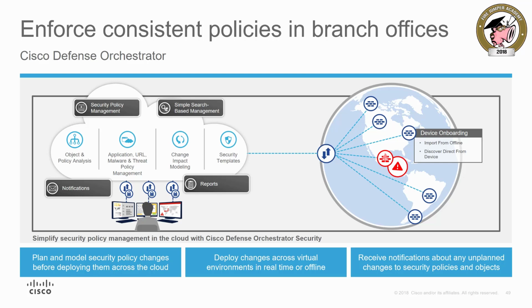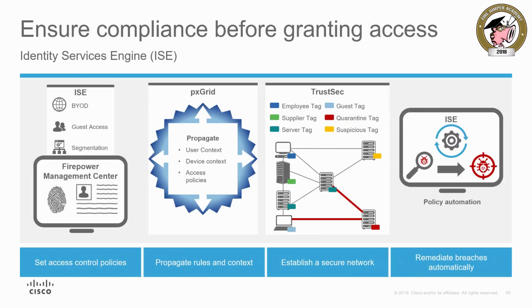Additionally, you can also enhance the NGFW's policy control with Cisco Identity Services Engine. ISE enables you to set access control policies for BYOD, guest access, and segmentation as well. As a result, Cisco Firepower Next Gen Firewall integration with ISE enhances the user identity data available to the Firepower Management Center for use in analysis and policy control.